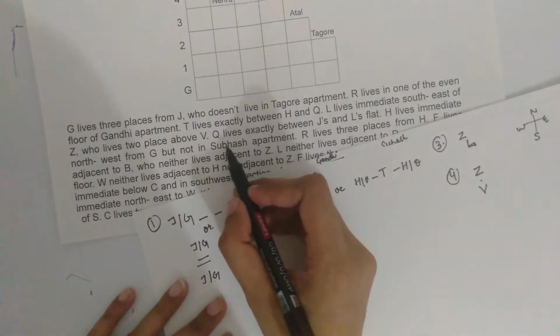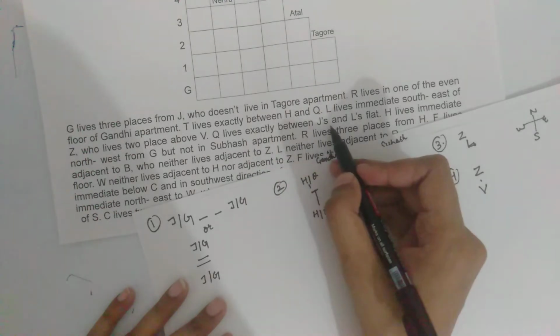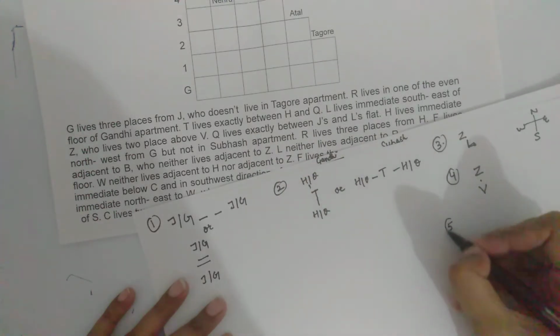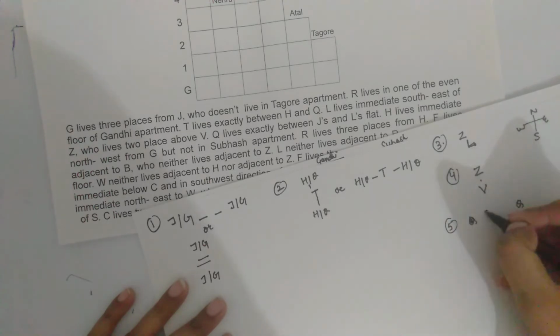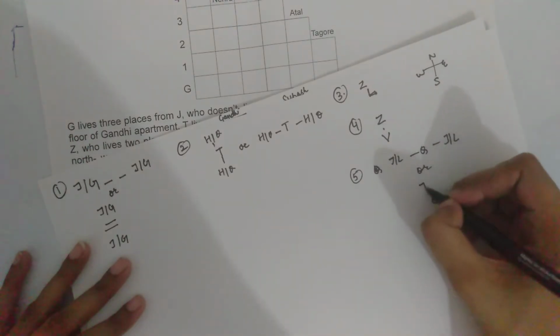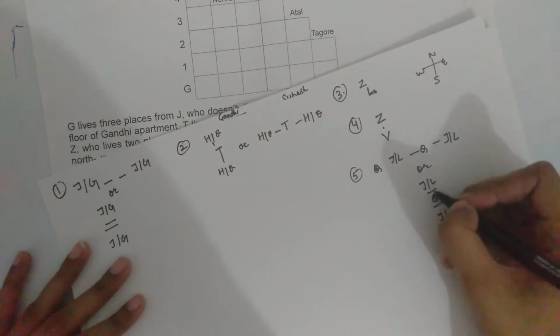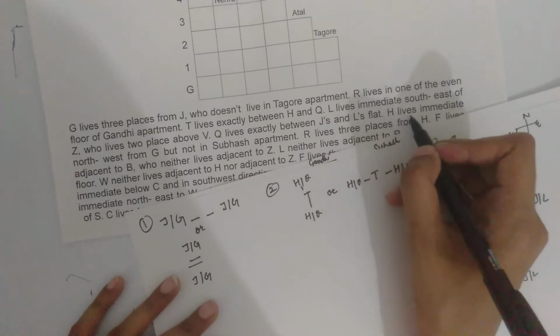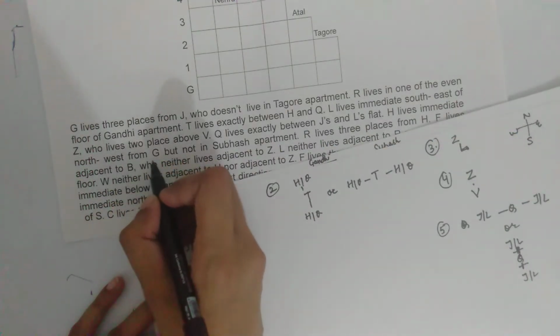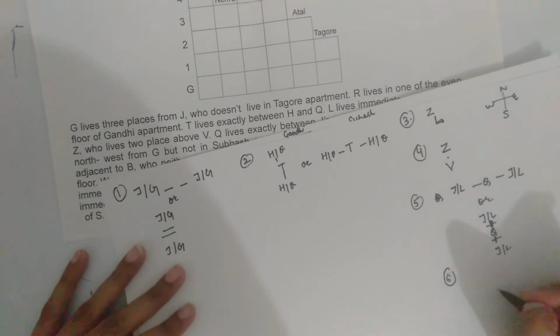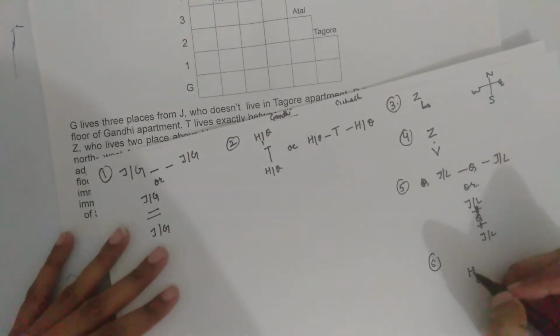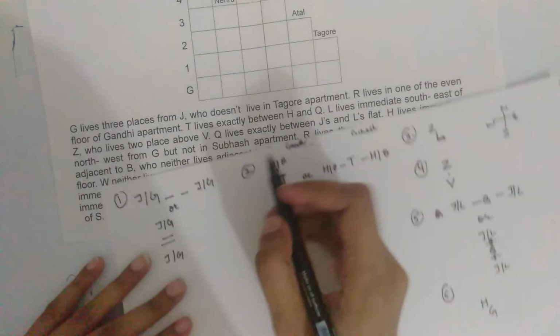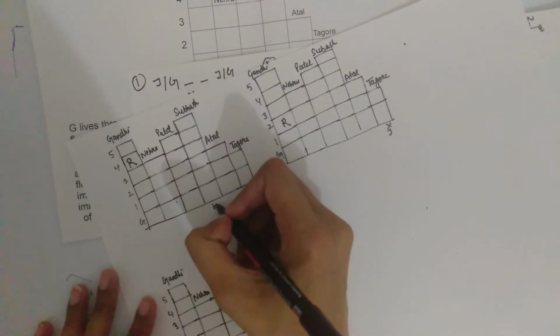Fine. Next, Q lives exactly between J's and L's flat. Now there are also 2 possible cases. This is exactly between J and L. H lives immediate northwest from G. Immediate, so if G will be here, then H will be here. But not in Subhash apartment. Now H can't live in Subhash apartment.